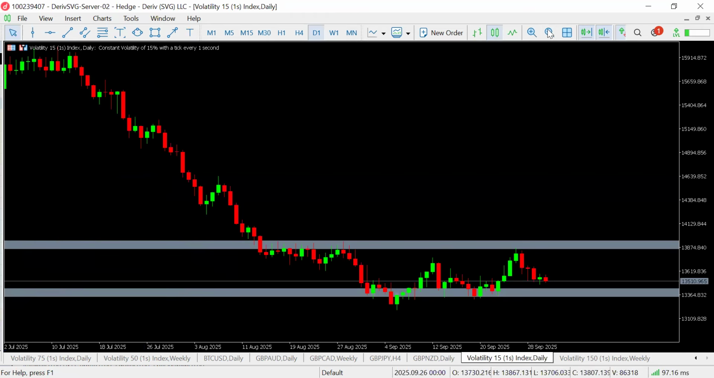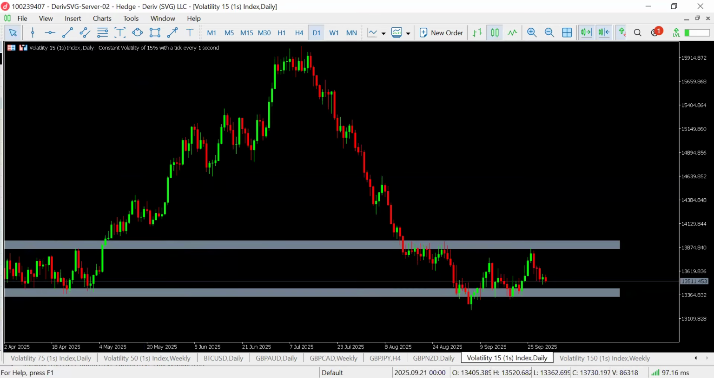Now on the daily time frame, we can see a structure to work with. How do I mean? We can see that the market has been making lower lows and lower highs, got into this popular support, this very strong support zone. The market made a lower high, came down, and then there's a structure here.